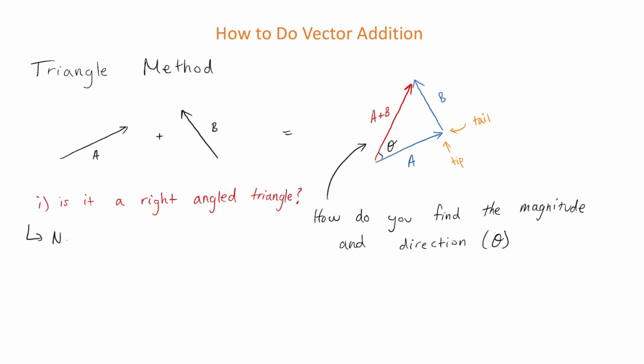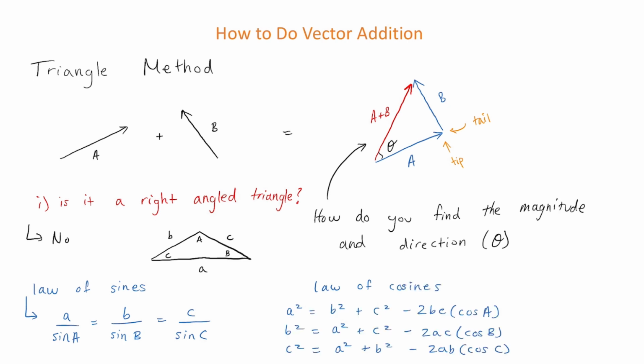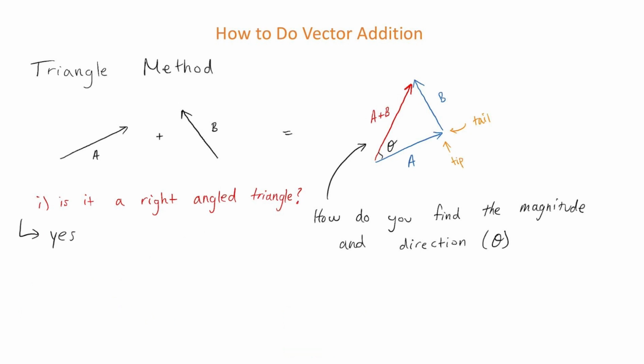If the answer is no, that means you have a triangle that does not have a 90-degree angle. So in order to solve for the resultant, which is one of the sides of the triangle, you will need to use the law of sines or the law of cosines. But don't let these equations scare you, because most of the time in first year physics, you will be dealing with right-angled triangles when you're doing vector addition. That means the vectors that you're adding together will form a triangle with a 90-degree angle.